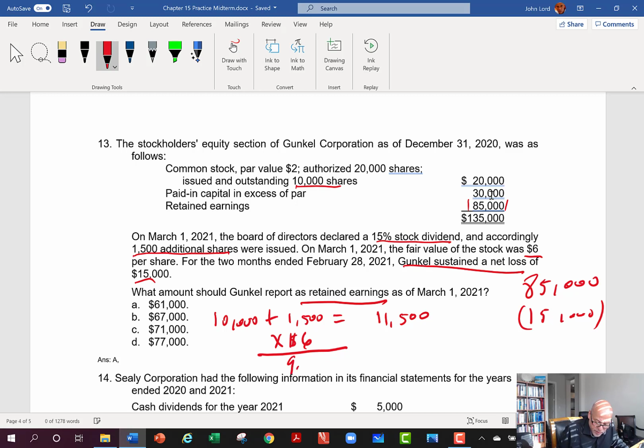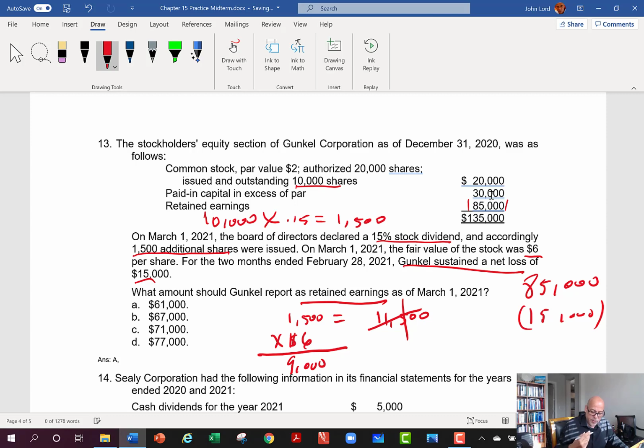Okay, I don't need this number, so I apologize for kind of confusing that. I would need the 10,000 if they told me it was 15% and they didn't tell me 1,500 shares. I think that's why I had written 10,000. If they didn't tell me that it was 1,500, I'd take the 10,000 times 0.15, and that would have given me the 1,500.